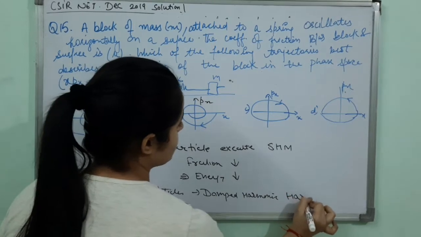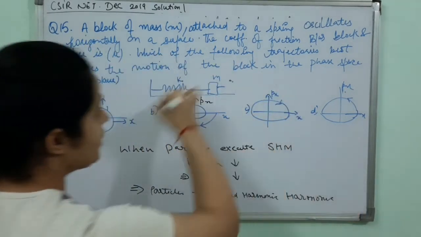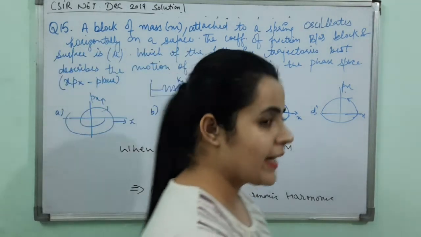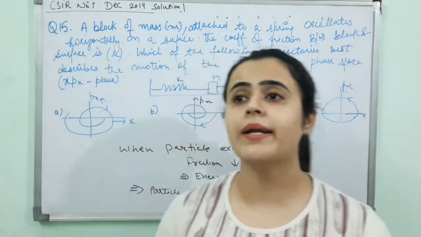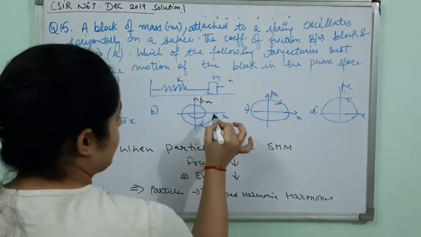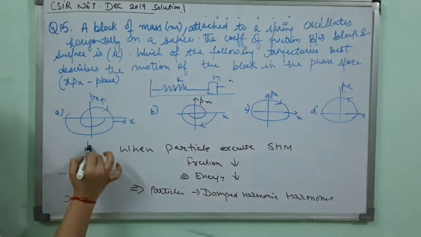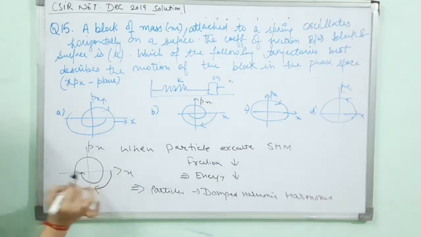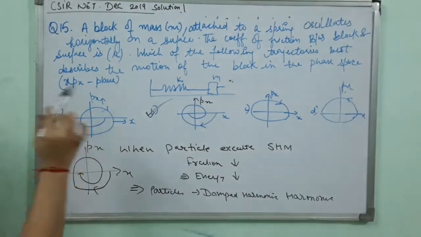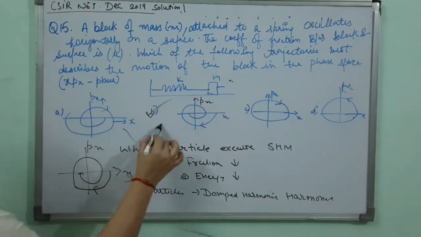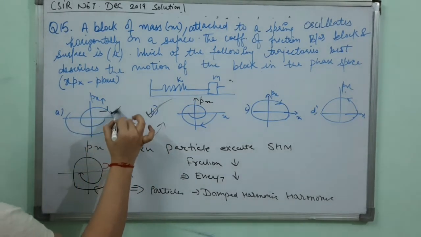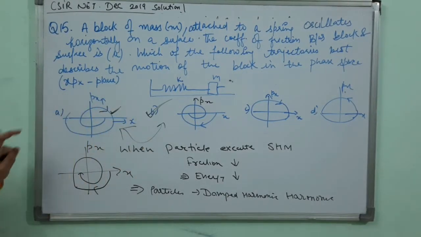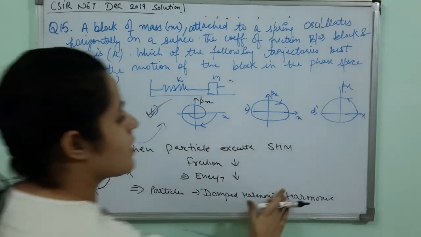And what do we mean by which graph and which trajectory will be the best representation? For a damped harmonic oscillator, as the amplitude decreases due to friction, the momentum will also decrease. This will be the graph of p_x and x. If the amplitude is decreasing, momentum will also decrease, so the best representation will be this. What is the difference between these two graphs? If the amplitude decreases, there will be an increase in momentum. That doesn't represent the damped harmonic oscillator.